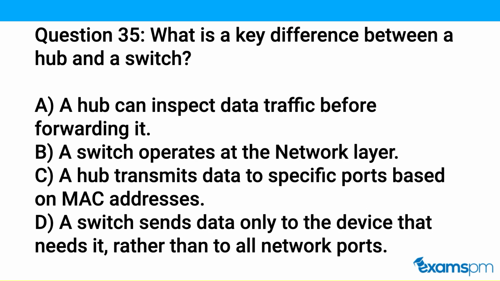Question 35. What is a key difference between a hub and a switch? A. A hub can inspect data traffic before forwarding it. B. A switch operates at the network layer. C. A hub transmits data to specific ports based on MAC addresses. D. A switch sends data only to the device that needs it, rather than to all network ports.